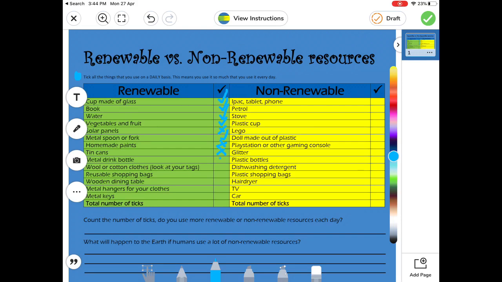A metal drink bottle, tick. Wool or cotton clothes. Most of my clothes are cotton. Not very many of my clothes over here are wool, only the ones that I choose to travel in when I go to cold places. But I will put a tick because most of my clothes are cotton.